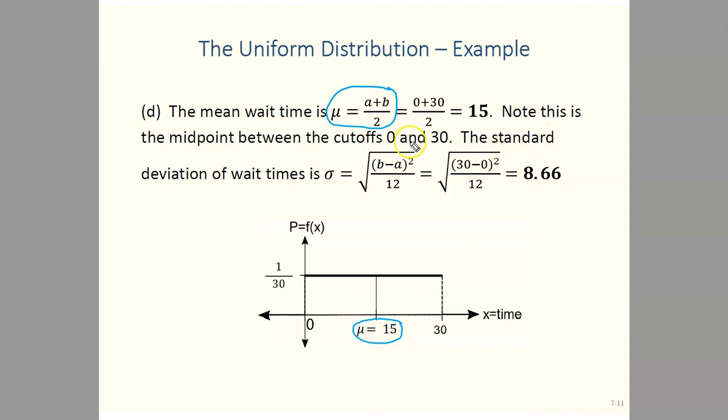And the standard deviation, recall, is given by this formula right here. So in this case, that's just going to be the square root of 30 minus 0 squared divided by 12. And you can evaluate that on your calculator, and you'll find that it is 8.66. And so we have then found our mean and our standard deviation. And that concludes this video about the uniform distribution.